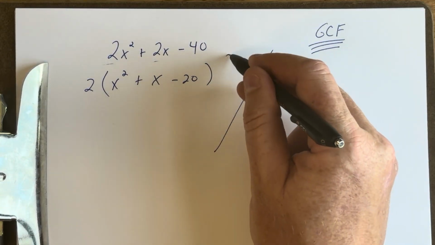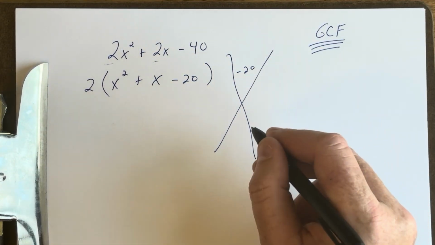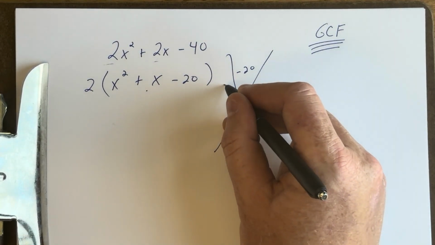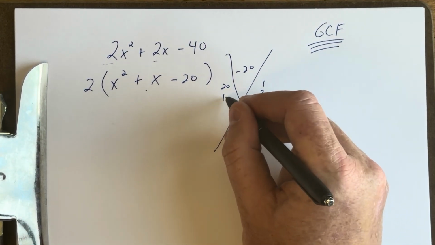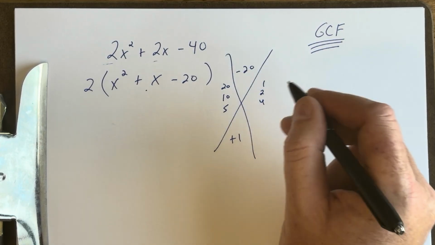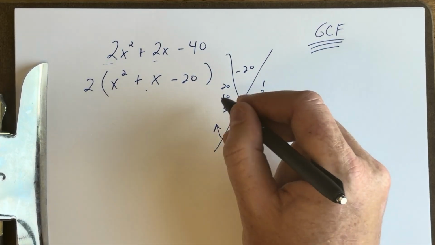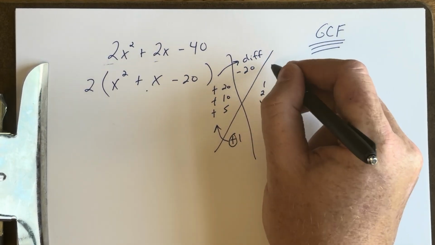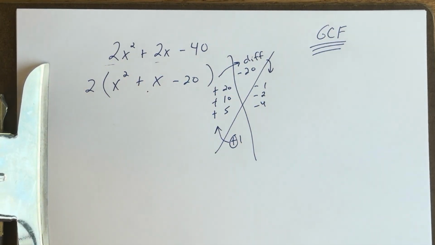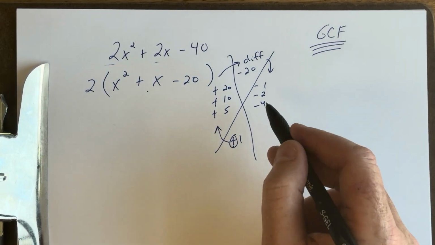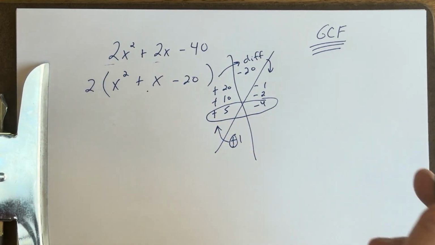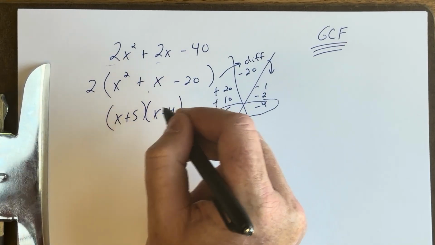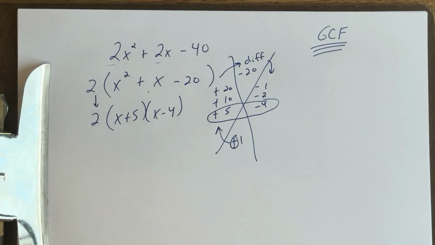So if I do the box, minus 20, positive 1, because that's a 1. Okay, so positive, here we go, 20 and 1, 2 and 10, 4 and 5, okay? Positive means all my larger numbers are going to be positive. This means they're going to be different. So these are all going to be negative, negative, negative. And my combination that adds up to be positive 1 is positive 5, negative 4. So I've got x plus 5, x minus 4. Don't forget the 2 that's on the front. Okay, don't forget the 2.